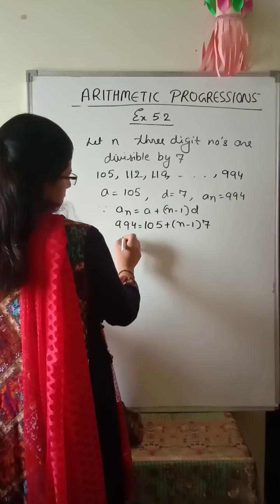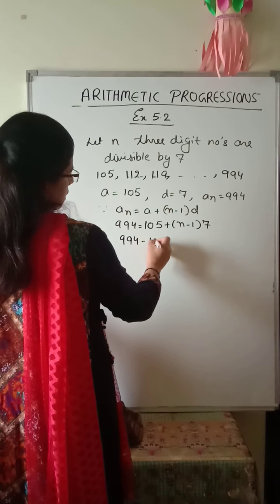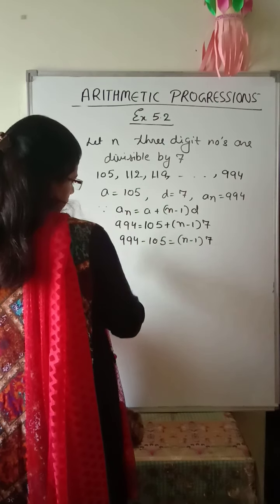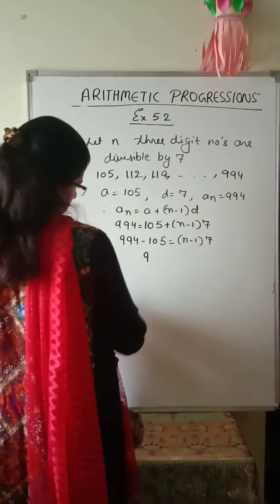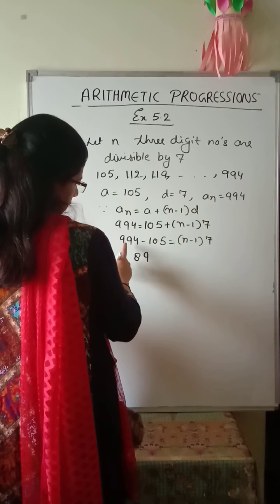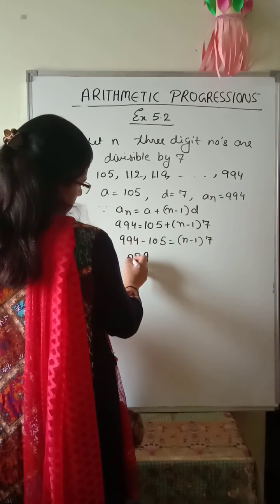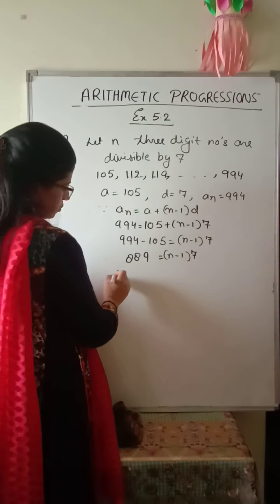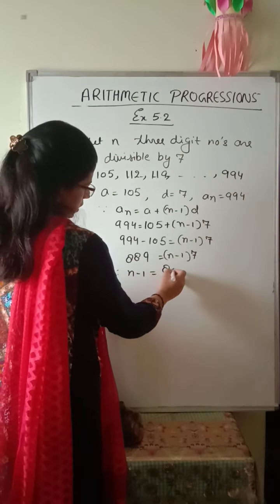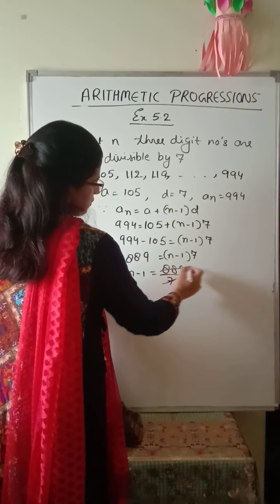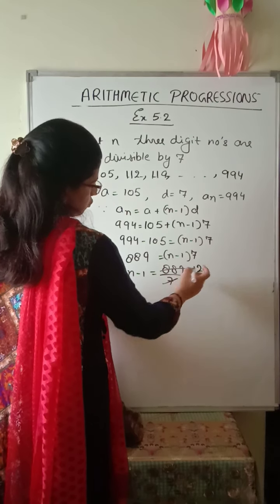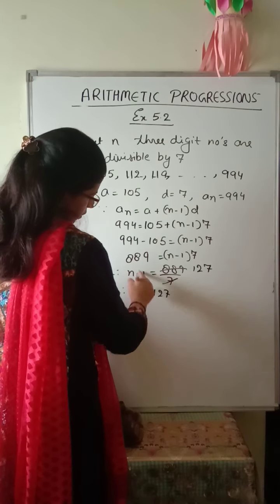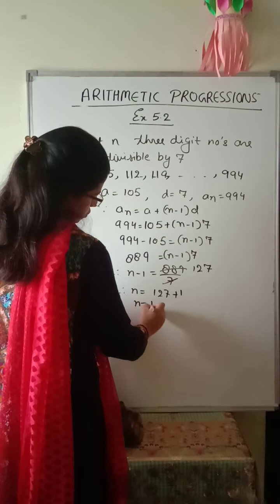Bring this 105 this side, 994 minus 105 is equals to n minus 1 into 7. 5. 9 is left, 8, and then 9 minus 1, 889 equals to n minus 1 into 7. Bring 7 this side. So therefore n minus 1 is equals to 889 divided by 7. 7 ones are 7, 1, 7 twos are 14, 4, 7 sevens are 49. So therefore n is equals to 127, and 1 you send this side plus 1, so n is equals to 128.